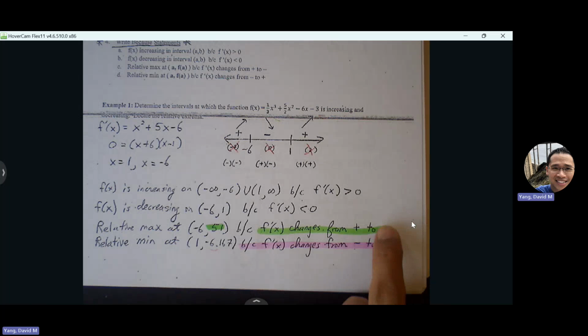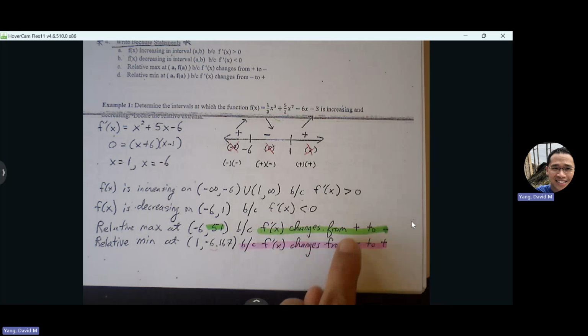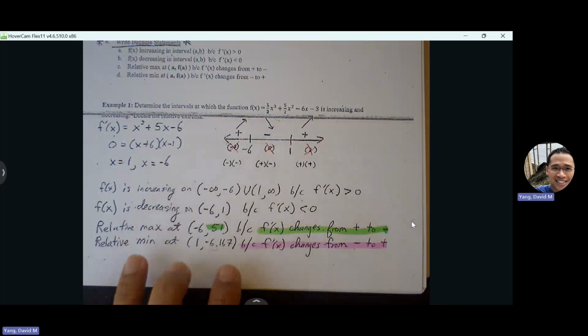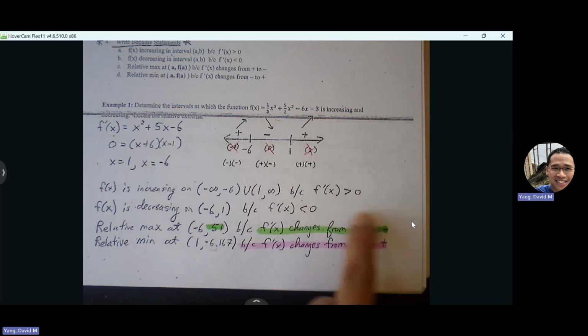Okay, so put a star next to these two. You'll be expected to provide reasoning for all your increase, decrease, relative max, relative min. But this is where students tend to lose points because they would not include the because statements.